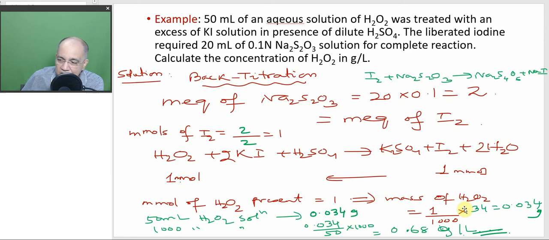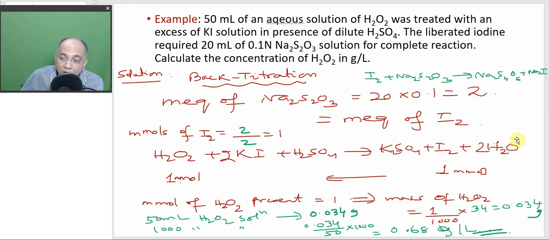So the mass of H2O2 is equal to 1 millimole into the molecular mass of hydrogen peroxide. The molecular mass of hydrogen peroxide is 34. So it is 0.034 gram. And if 50 ml solution contains this much, then 1000 ml solution will contain how much? The concentration is 0.68 gram per liter.